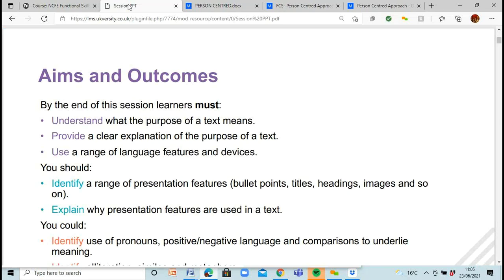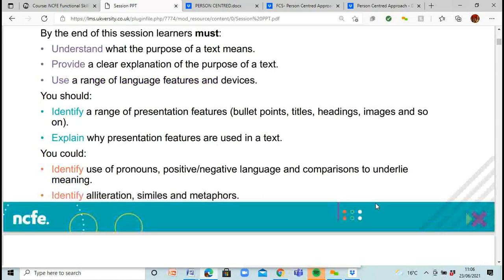By the end of this session, hopefully learners will be able to understand what the purpose of a text means, provide a clear explanation of the purpose of a text, and use a range of language features and devices. You should also be able to identify a range of presentation features, so things like bullet points, titles, images, headings, and so on. Explain why presentation features are used in a text, and identify the use of pronouns, positive and negative language, and comparisons to underline meaning. And then also be able to identify alliteration, similes, and metaphors. Don't worry if you're not 100% sure of these. We'll be going over each of these sections in detail.